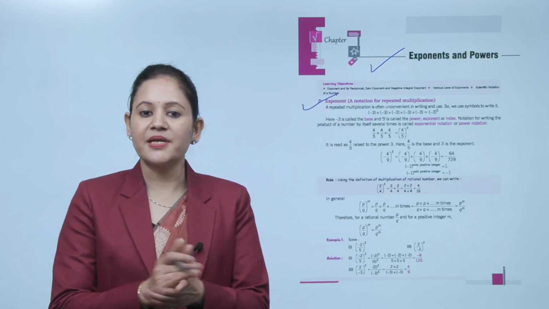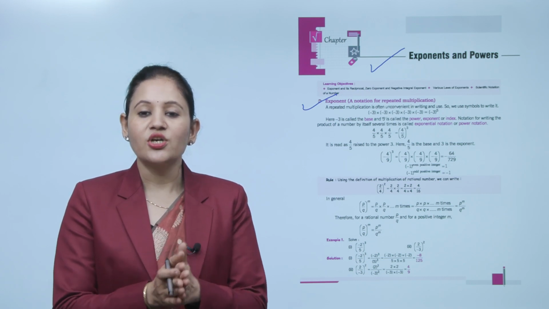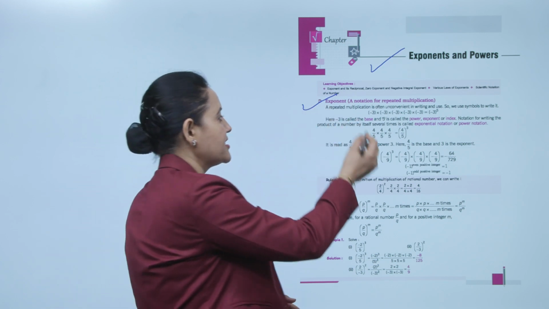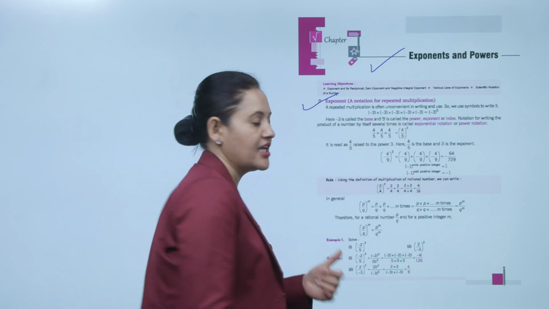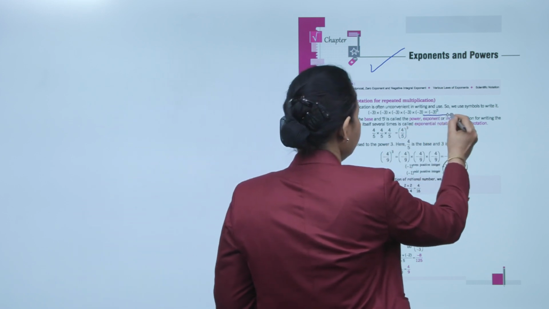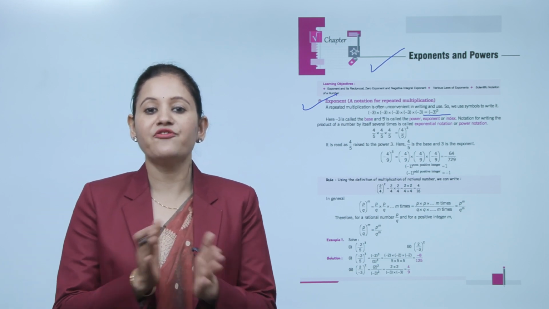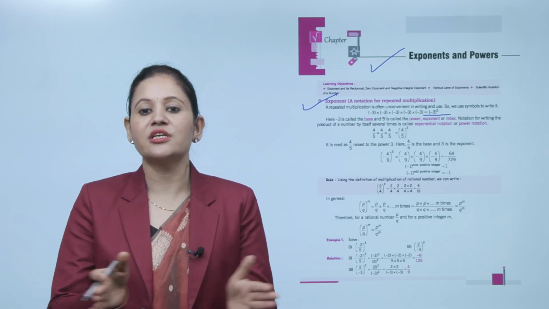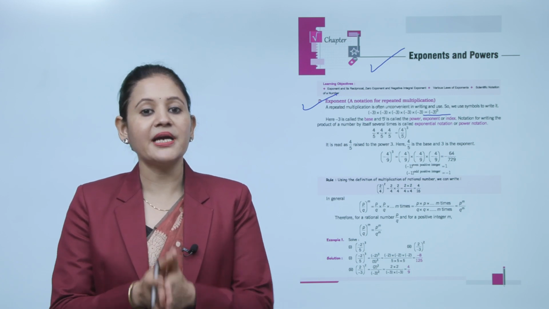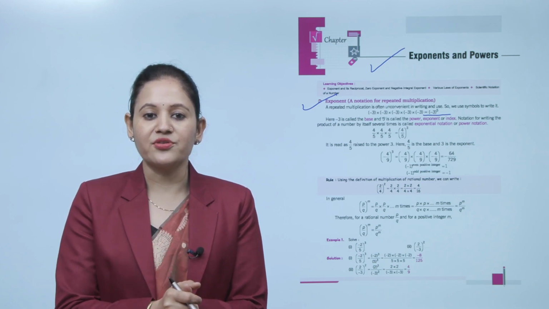A repeated multiplication is often inconvenient in writing and use. So we use symbols to write it. Minus 3 multiplied by minus 3, 5 times, we can write it as minus 3 to the power 5. Here minus 3 is called the base and 5 is called the power, exponent or index. Notation for writing the product of a number by itself several times is called the exponential notation or power notation.